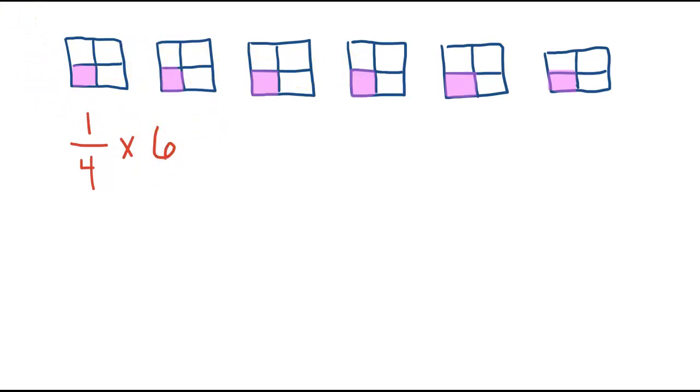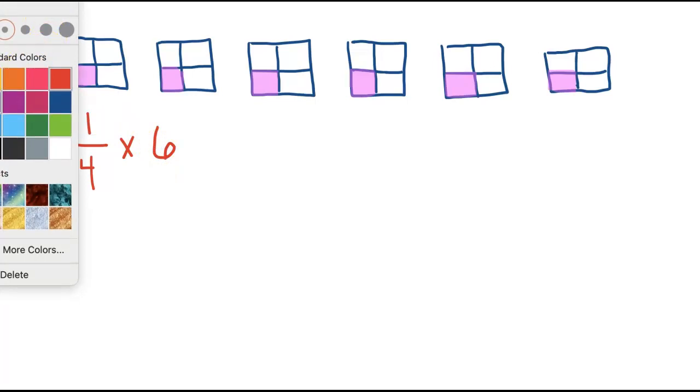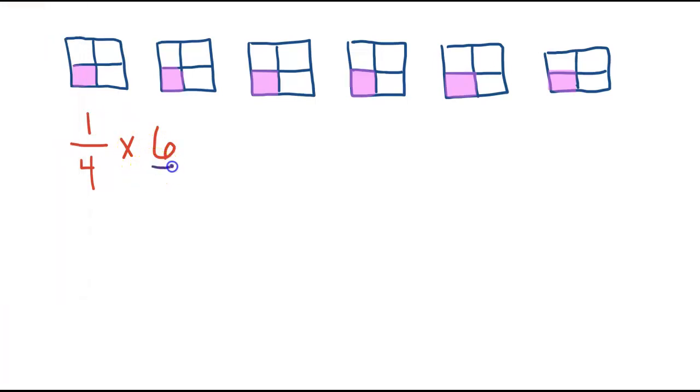And when I do this, I remember that when I'm multiplying by a whole number, all I've got to do is put that 6 over 1, and I create a fraction. And then I can multiply across the top and across the bottom. So 1 times 6 is 6. 4 times 1 is 4. But I have an improper fraction here, so I need to create a mixed number or see if I can get a whole number out of this.